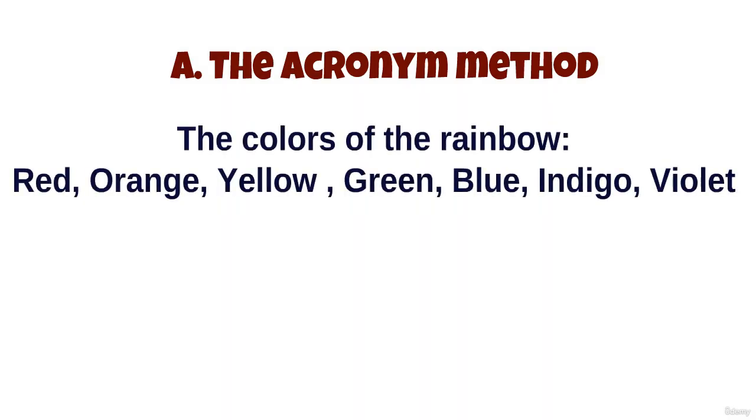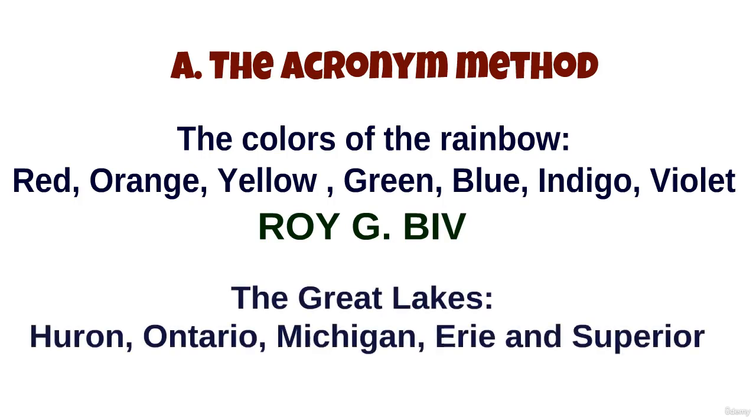The acronym method. You may be familiar with some acronyms used to help you remember items in school, such as the colors of the rainbow. Red, orange, yellow, green, blue, indigo, and violet can be memorized with the acronym Roy G. Biv, or the Great Lakes, Huron, Ontario, Michigan, Erie, and Superior, which are memorized with the acronym HOMES. Here's how you can use this method as a memory technique. You take the first letter of each word in a set you want to remember and create a word using those letters. Then, you use that word to trigger your memory for every word in the set. Hearing the first letter of each word helps you recall the whole word you want to remember.